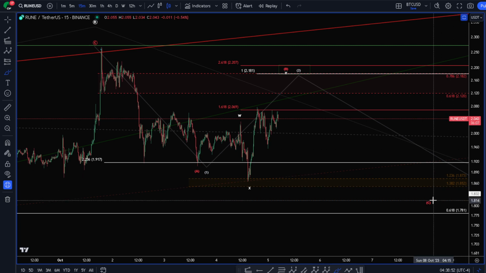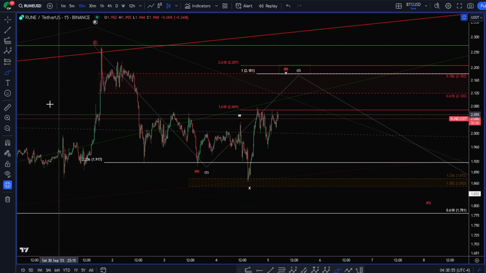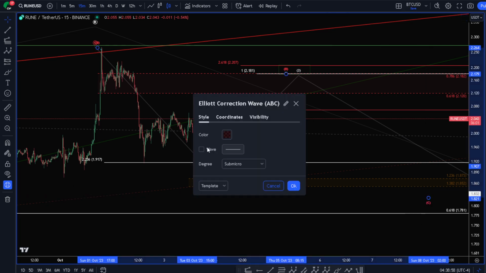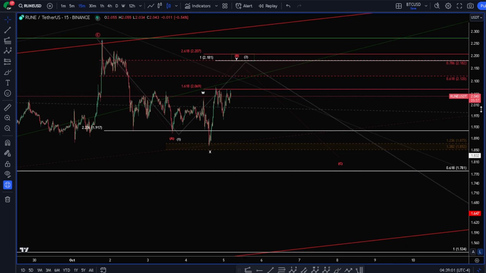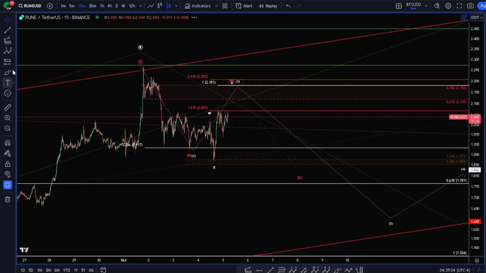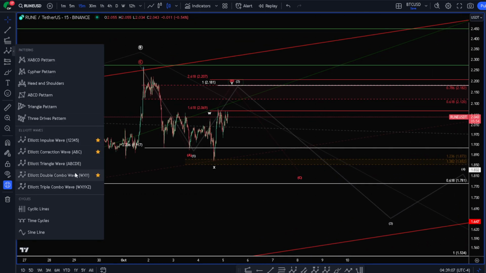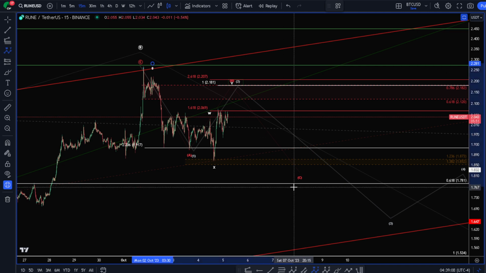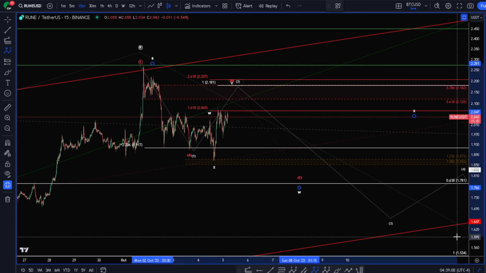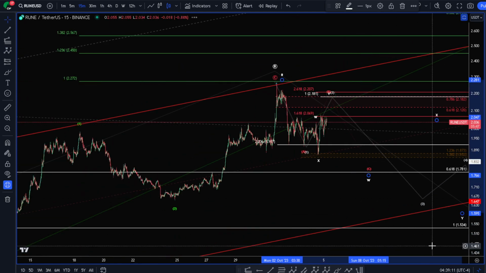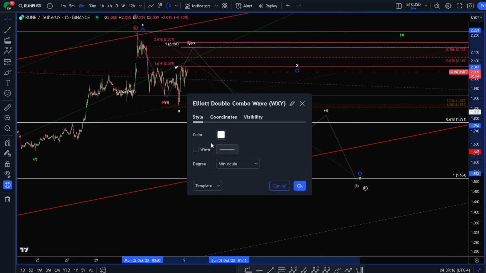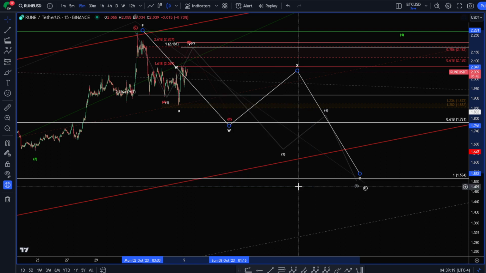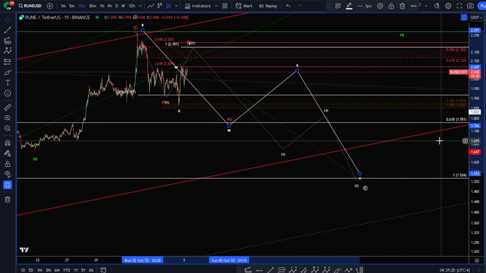So looking for this to be, the higher we go, the more likely it becomes an ABC rather than a wave 3. And in which case I would expect it to turn into a WXY, which would just be a complex correction. Expect another zigzag all the way down to that 1-to-1, like so, rather than 5 waves. But I will keep you up to date on this.